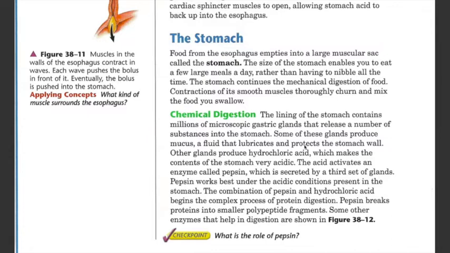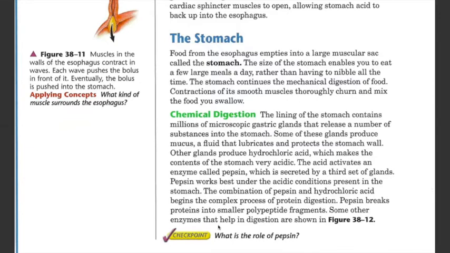Some of these glands produce mucus, a fluid that lubricates and protects the stomach wall. Other glands produce hydrochloric acid, which makes the contents of the stomach very acidic. The acid activates an enzyme called pepsin, which is secreted by a third set of glands. Pepsin works best under acidic conditions present in the stomach. The combination of pepsin and hydrochloric acid begins the complex process of protein digestion. Pepsin breaks the proteins into smaller polypeptide fragments.